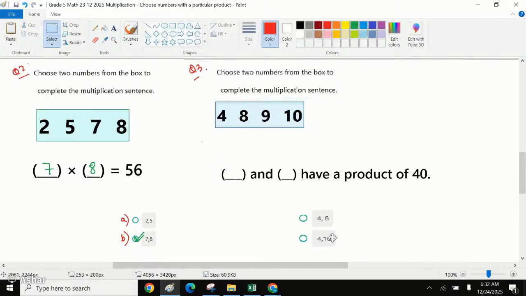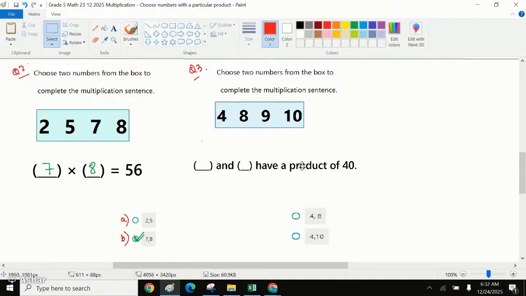4 and 8, 4 and 10. Which two numbers have a product of 40? If this was still option A and option B, so 40 is easy, right? 40 can be divided by 8, but the answer would be 5. That means 40 is 8 into 5. We have 8 as the option, but we do not have 5 as the option. Whereas we can say 4 multiplied by 10 is still 40, right? 4 and 10 have a product of 40. That means option 2 is the correct answer, right?